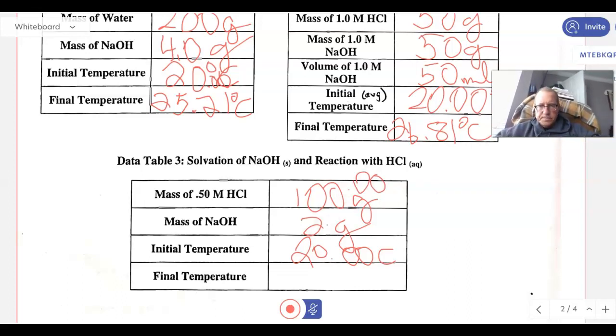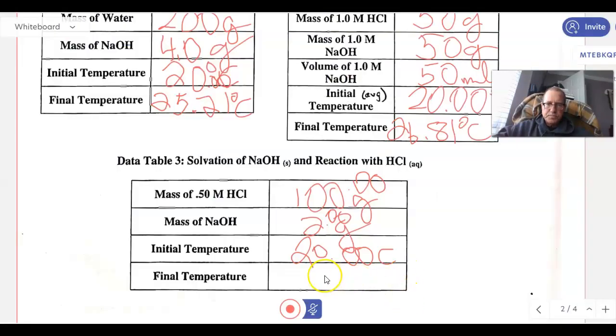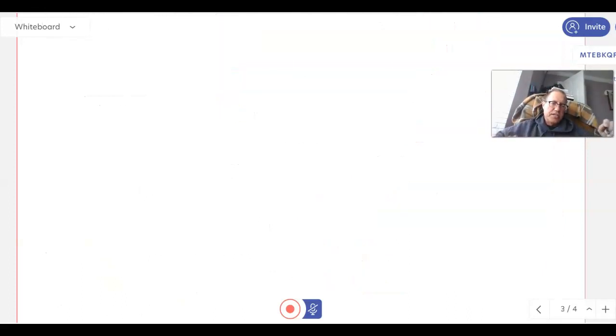You can fix the ones up there at the top, or just remember it, and when you do the calculations, put it in. Our final temperature here was 31.83 degrees Celsius, so I'll put that. All right, so now we have all our data.